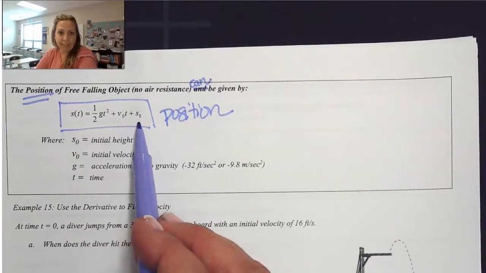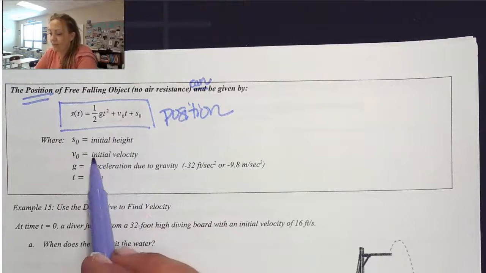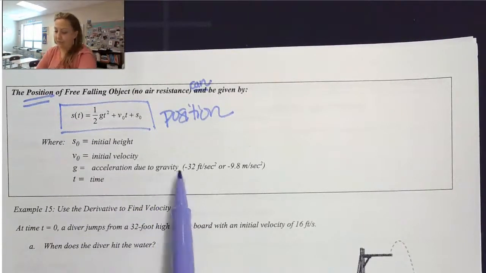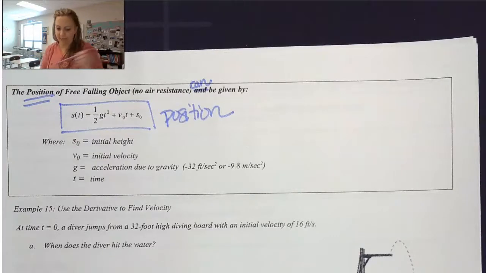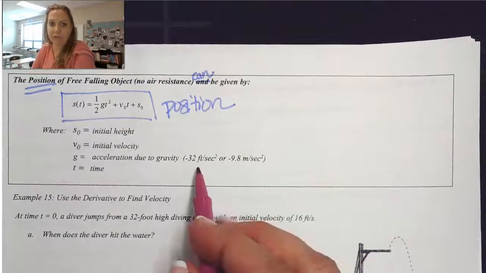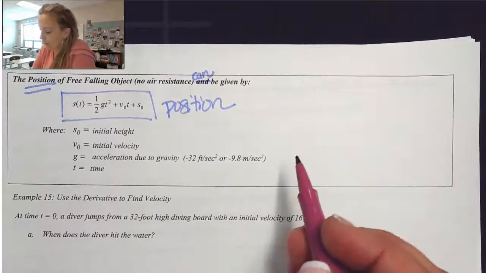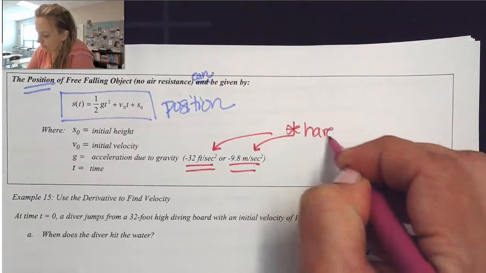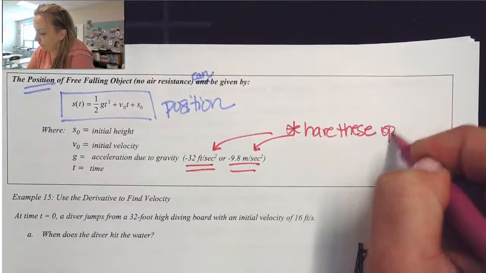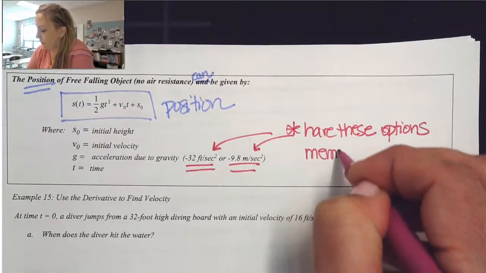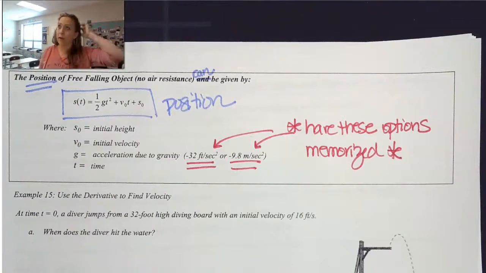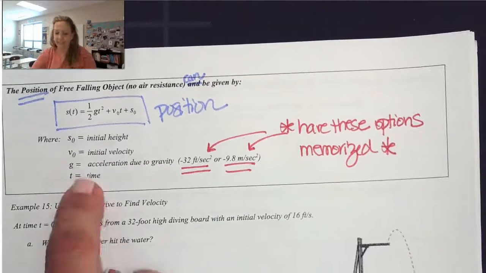Again, s sub 0, you might remember, is the initial height, your starting height. v sub 0 is your initial velocity, so the velocity it starts at. Again, g is this acceleration due to gravity. We have that it's negative 32 feet per second squared, or negative 9.8 meters per second squared. I would, just to be on the safe side, have these options memorized. Just make sure that those are two things that you know, that it's negative 32 feet per second squared, or if your position is being measured in meters, you can use negative 9.8 meters per second squared. And of course t is our time.